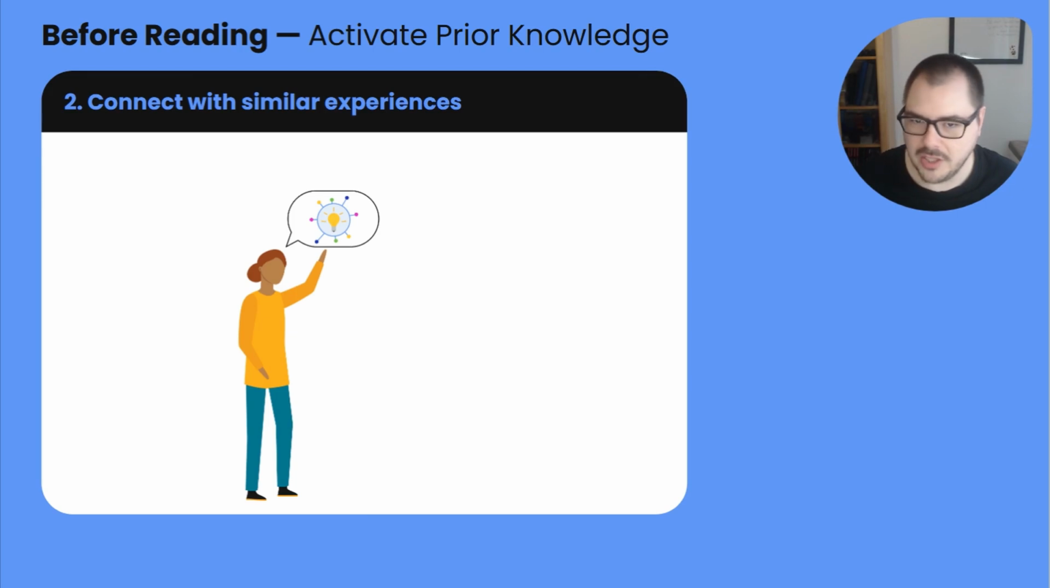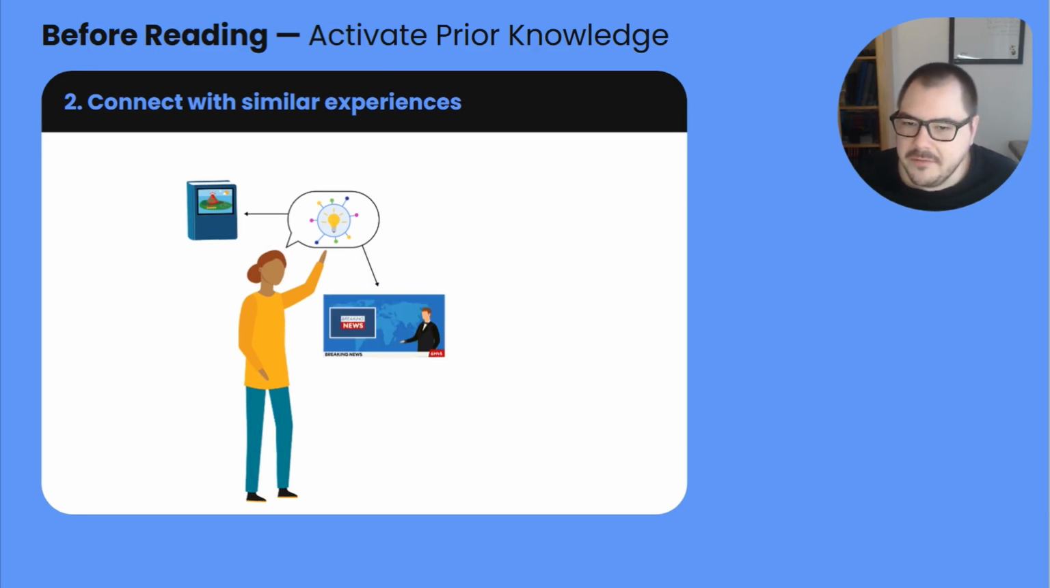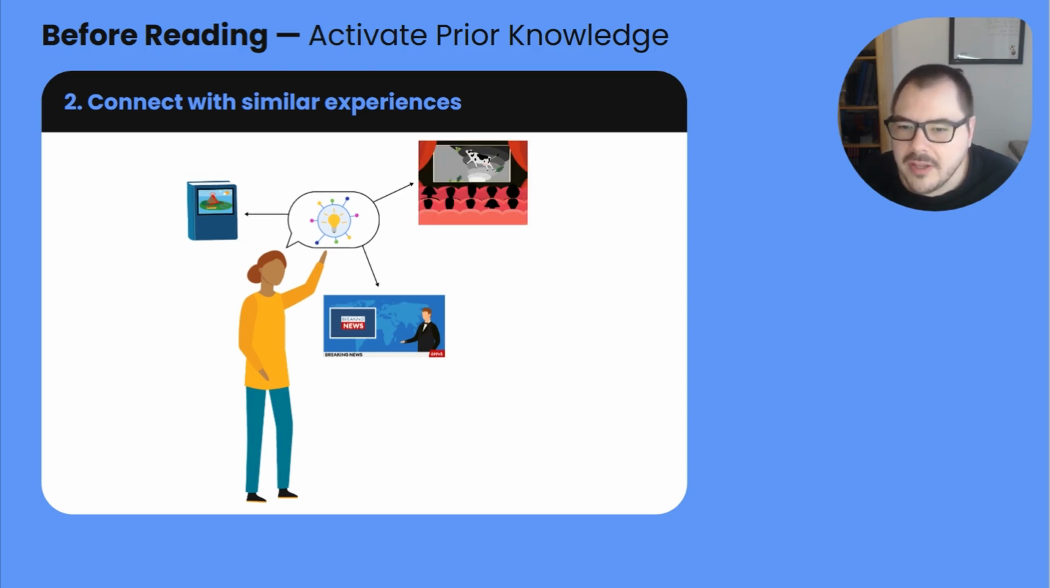Another technique that you can use to activate your prior knowledge is to connect to similar experiences. Think about books that you've read, what you might have seen on TV or maybe in movies, maybe anything that you've seen before that can evoke similar experiences. How might this all connect to the text that you're about to read?